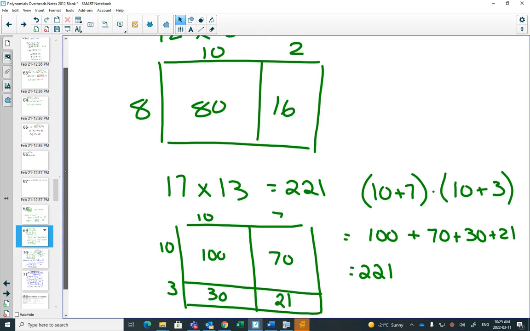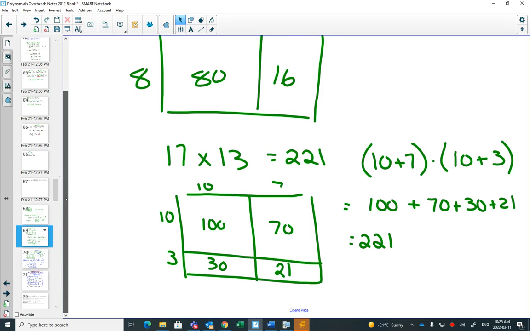If we had bigger numbers like 17 times 13, we could break the 17 up to 10 plus 7, the 13 to 10 plus 3, draw our area, figure out each of the sections like a chart, and add them up.